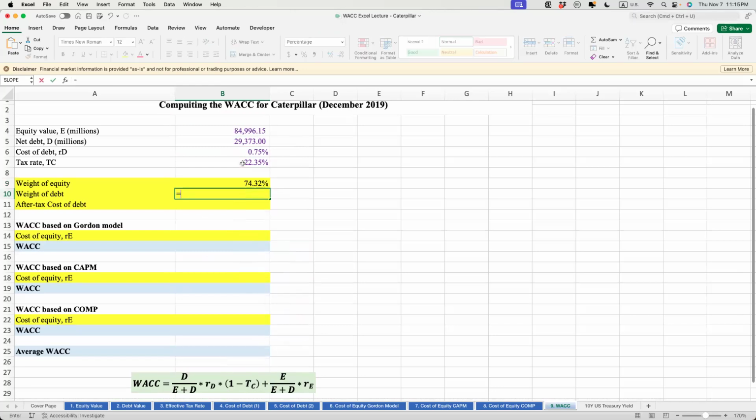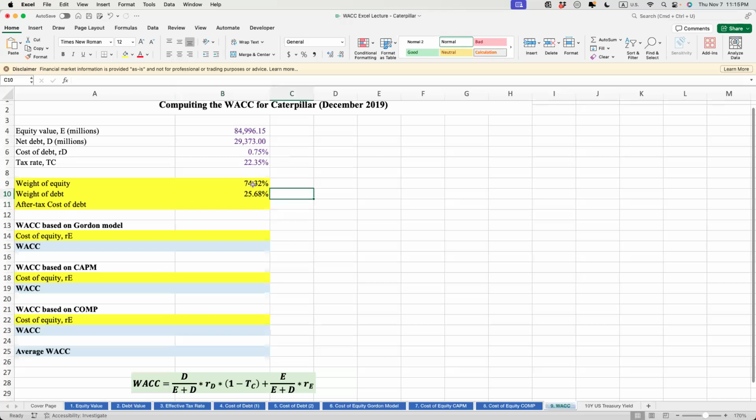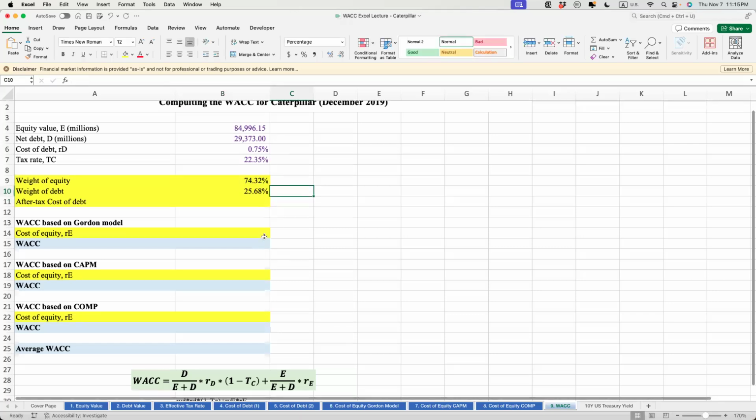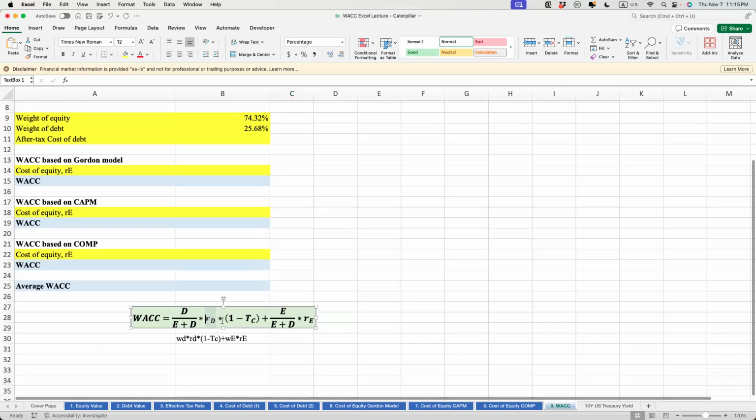Then how about debt? That is equal to debt divided by the sum of these two. You get the weight for the debt. Another way to solve this is, if 74% goes to equity, then 1 minus this will give you the weight for the debt. Okay, it really depends on how you calculate it. Then let's consolidate this part.